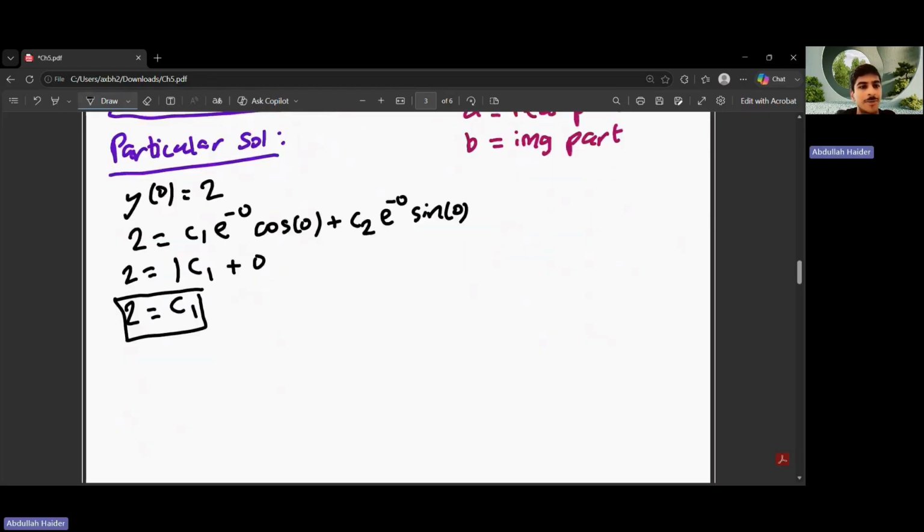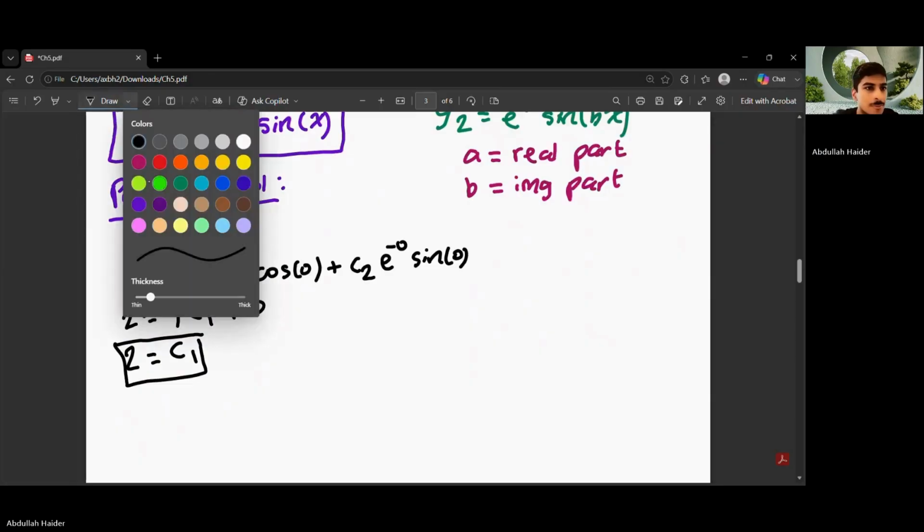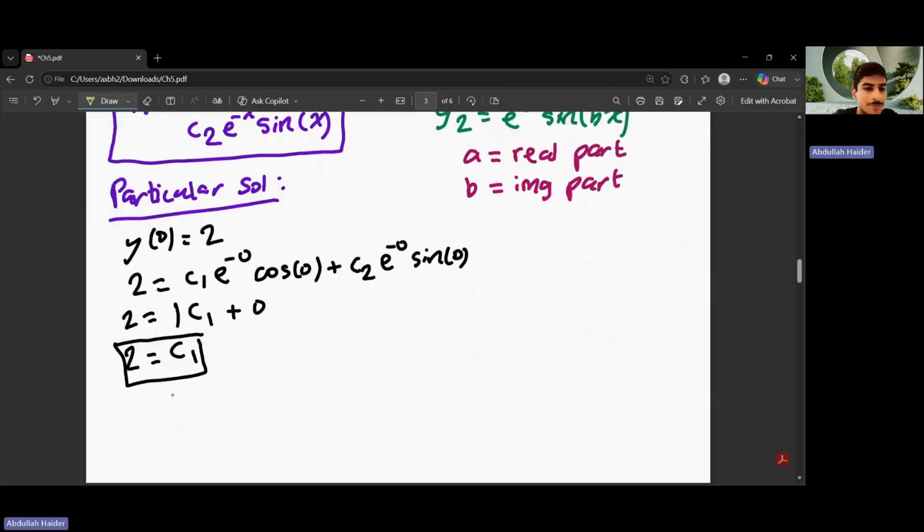Now, if you want to find c2, no, this is not a good color.